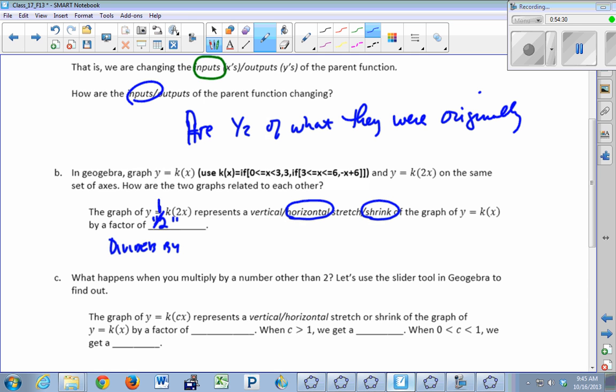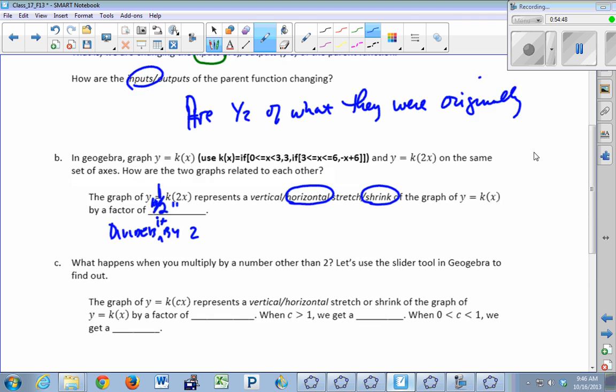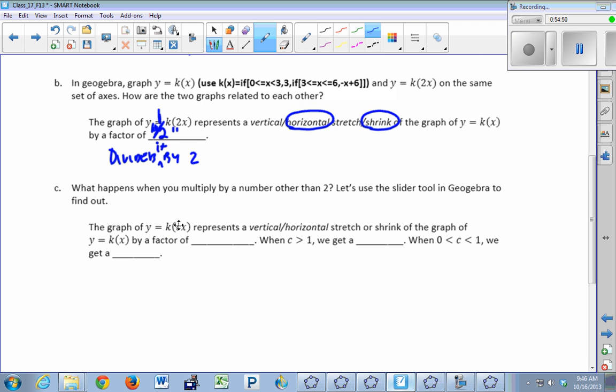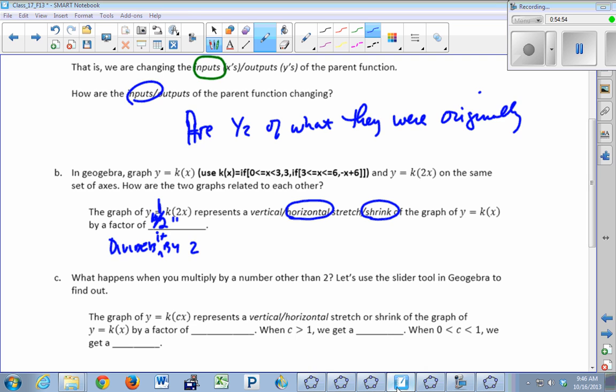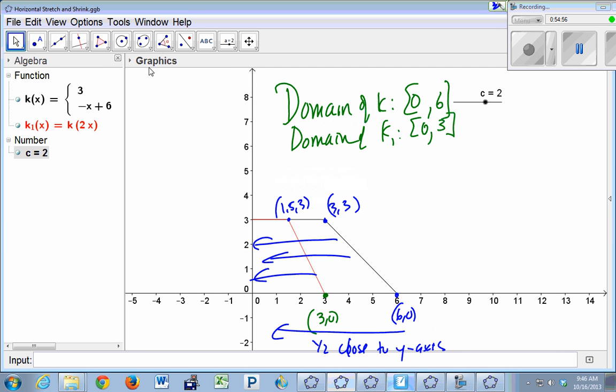Oh, excuse me, it's a factor of 1/2, sorry. Or you've divided it by 2. Okay, so it's shrunk by a factor of 1/2. That's the only tricky part. You've got to take that number and turn it into a fraction, because everything's half the size it originally was. So what happens now when we make C a fraction? Uh-oh, what do you think's going to happen when we make C a fraction?